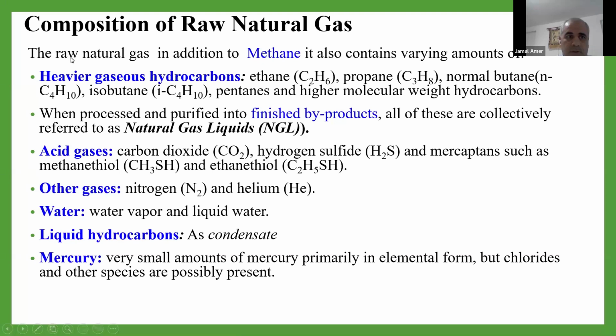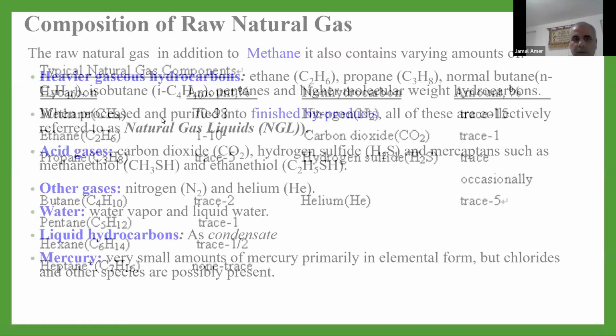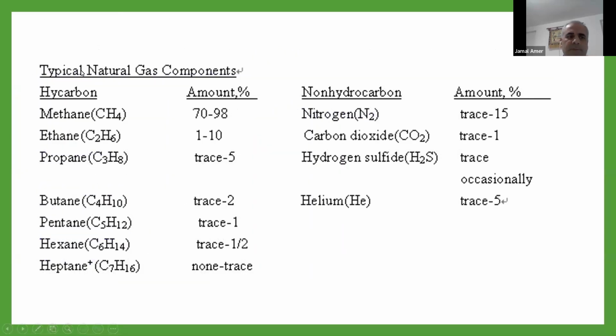Also, natural gas contains acid gases, CO2 and H2S, and mercaptans, such as methyl mercaptan and ethyl mercaptan. Other gases we have are nitrogen and helium. Also, we have water in the form of either liquid or vapor, like water vapor, and liquid hydrocarbon as condensate, and mercury. This is the typical natural gas composition or components.